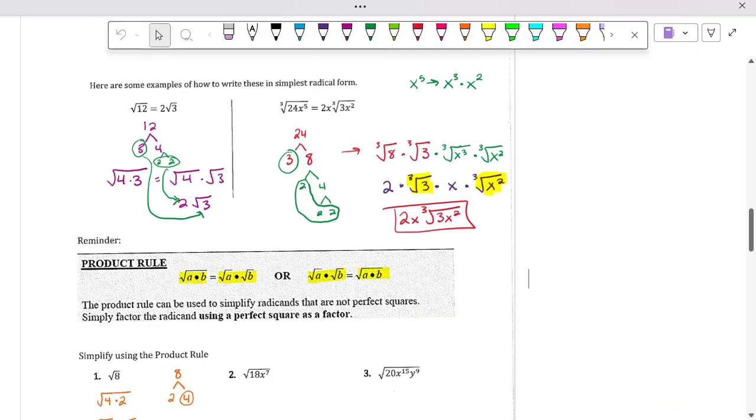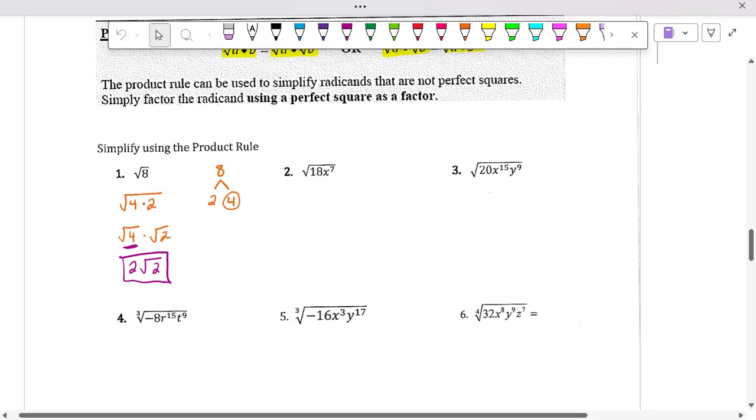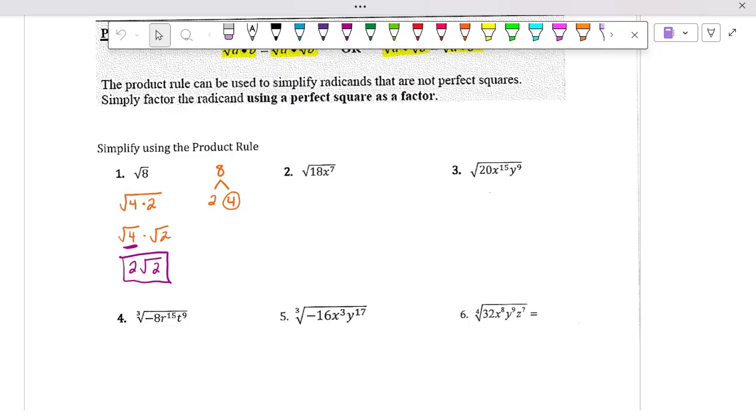So this is part 2 of the video. I'm still on page 20 looking at number 2. If you did not watch the first part, please go back and do so. But let's continue.